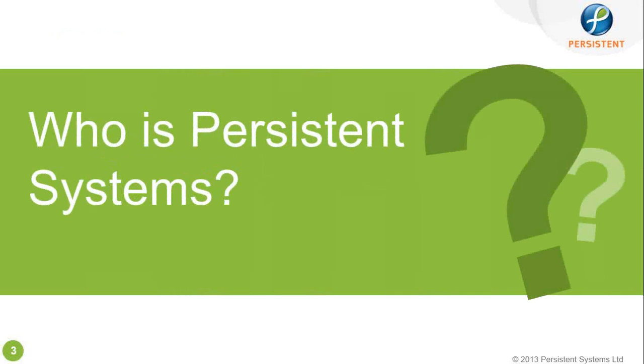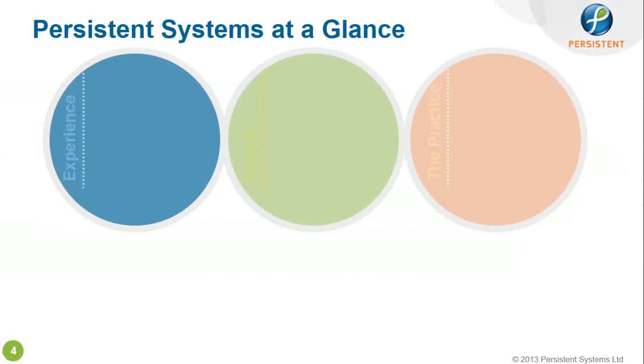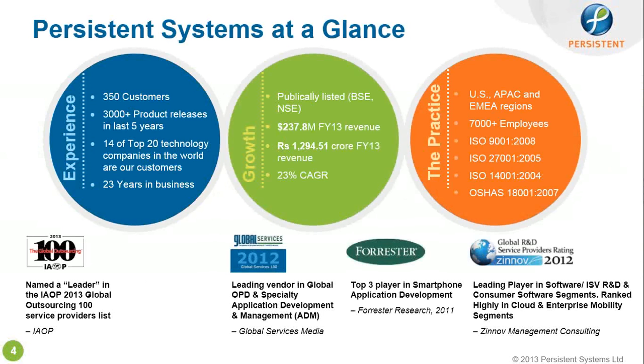So let's start out the discussion with a background on who is Persistent. I want to give a little bit of background on who Persistent Systems is at a quick glance. Persistent Systems is not a new company. We have been in business for over 23 years. We are a publicly traded company on the Indian Stock Exchange with offices worldwide. We have a strong cash position, a strong financial position.